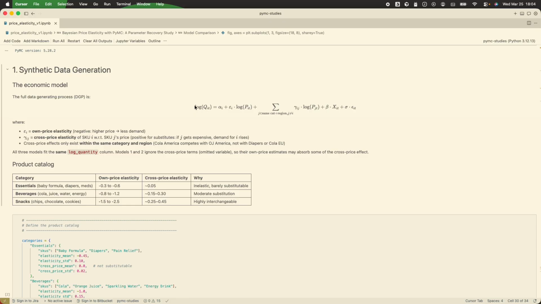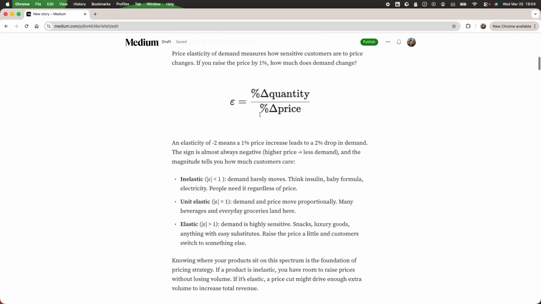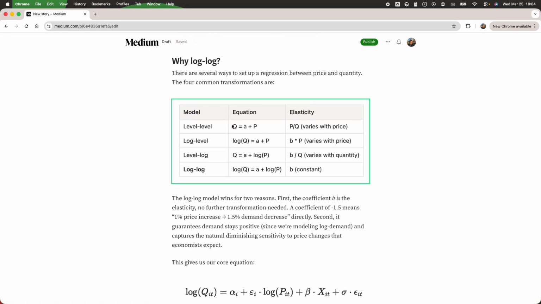This is our data generating process. So basically, we are looking at logs here. So log of quantity is a function of log of price. Why do we do that? Very good question. There's a few ways to look at quantity in terms of price. If you're looking at just levels, it's quantity equals something times price. You could use log-level or level-log, so you could apply log to either price or quantity. We're using the log-log model, which applies log to both quantity and price.